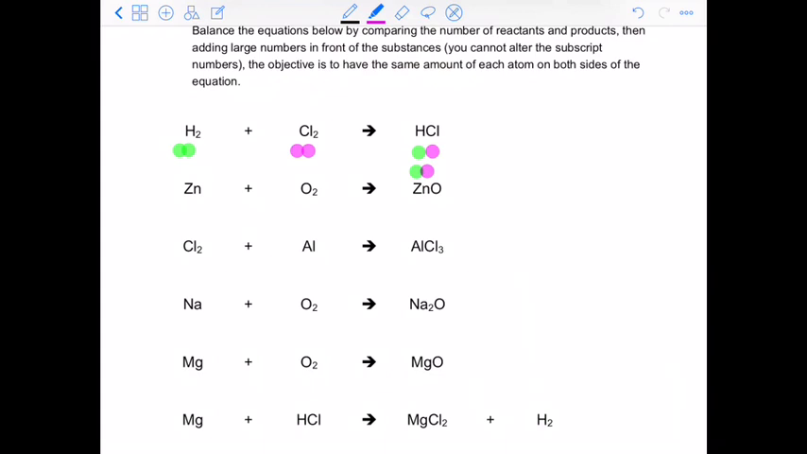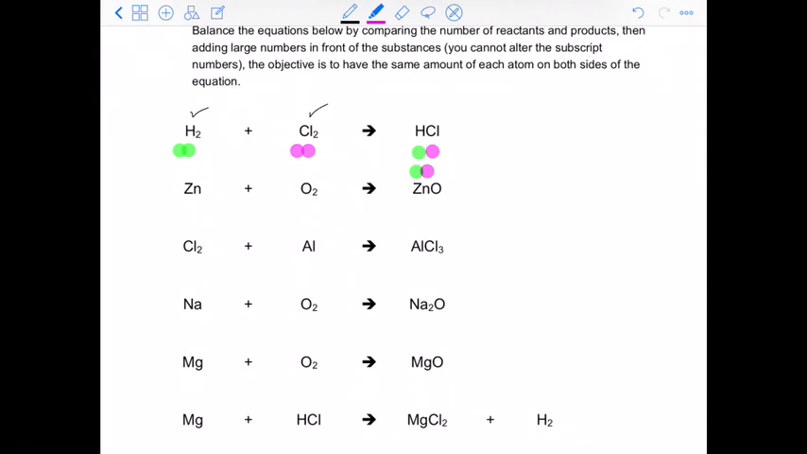So I see now, so I have 2 hydrogens on the right of the arrow and 2 hydrogens on the left of the arrow, so hydrogen is balanced. So I can just add a little tick above hydrogen. Chlorine, I have 2 on this side, I have 2 atoms on this side, so that's balanced. And so everything in this is balanced, so I don't need to add any numbers. Looking at the next one.